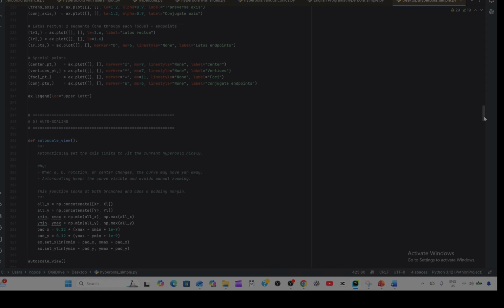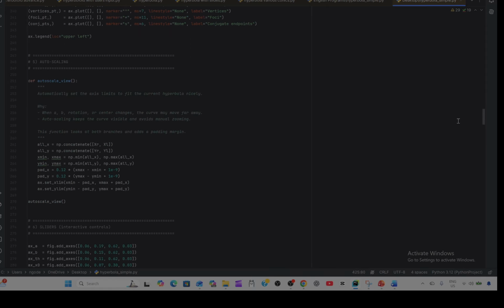On the table there. So now we auto scale, because it automatically sets the axis limits to fit the current hyperbola, because the axis varies. Sometimes you cannot see the other two branches of the hyperbola. So this is called auto scale. We auto scale to make sure that we can see our result. It is a syntax to make sure we auto scale. Whatever you change, it will adjust automatically. Okay, called auto scale view.